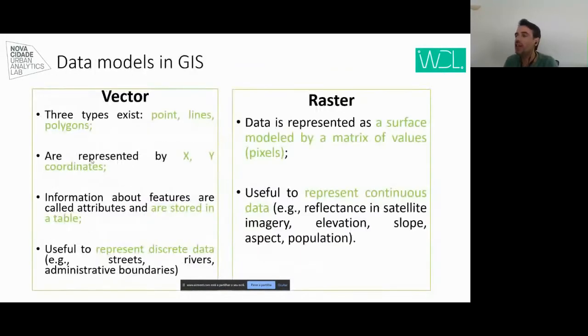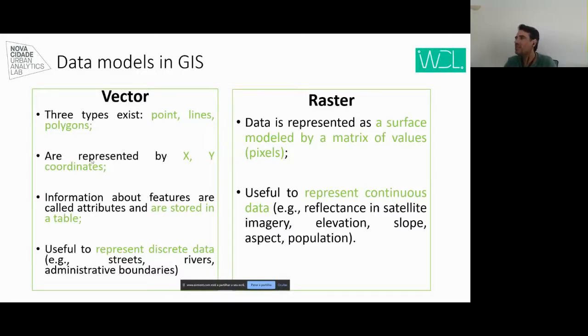Regarding data models in GIS, we have two types, vector and raster. Regarding vector data models, three types exist that can be points, lines or polygons, represented by XY coordinates, and also the information about features are called attributes and are stored in a table. And generally it is useful to represent discrete data, for example, streets, rivers, and administrative boundaries. The other data model that is also used is the raster model.